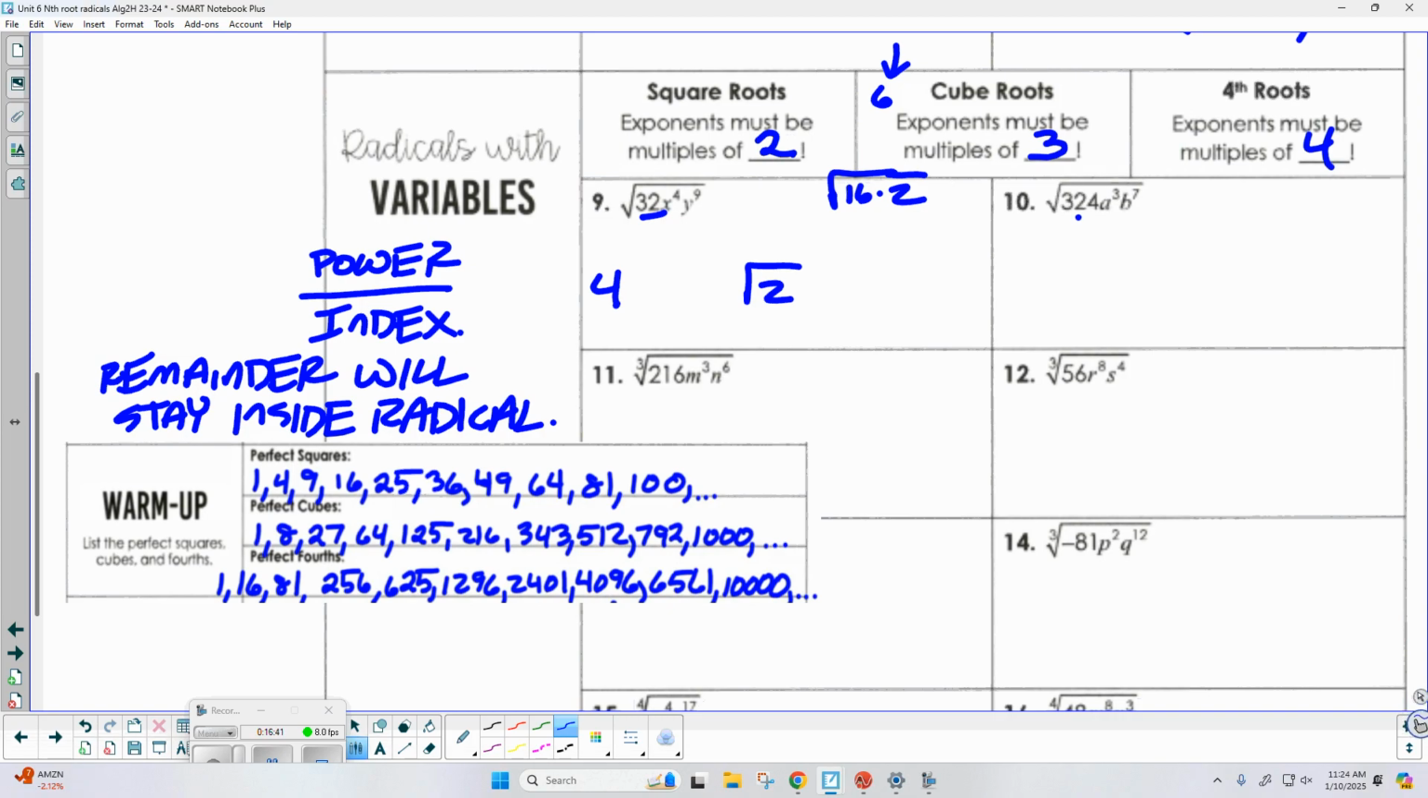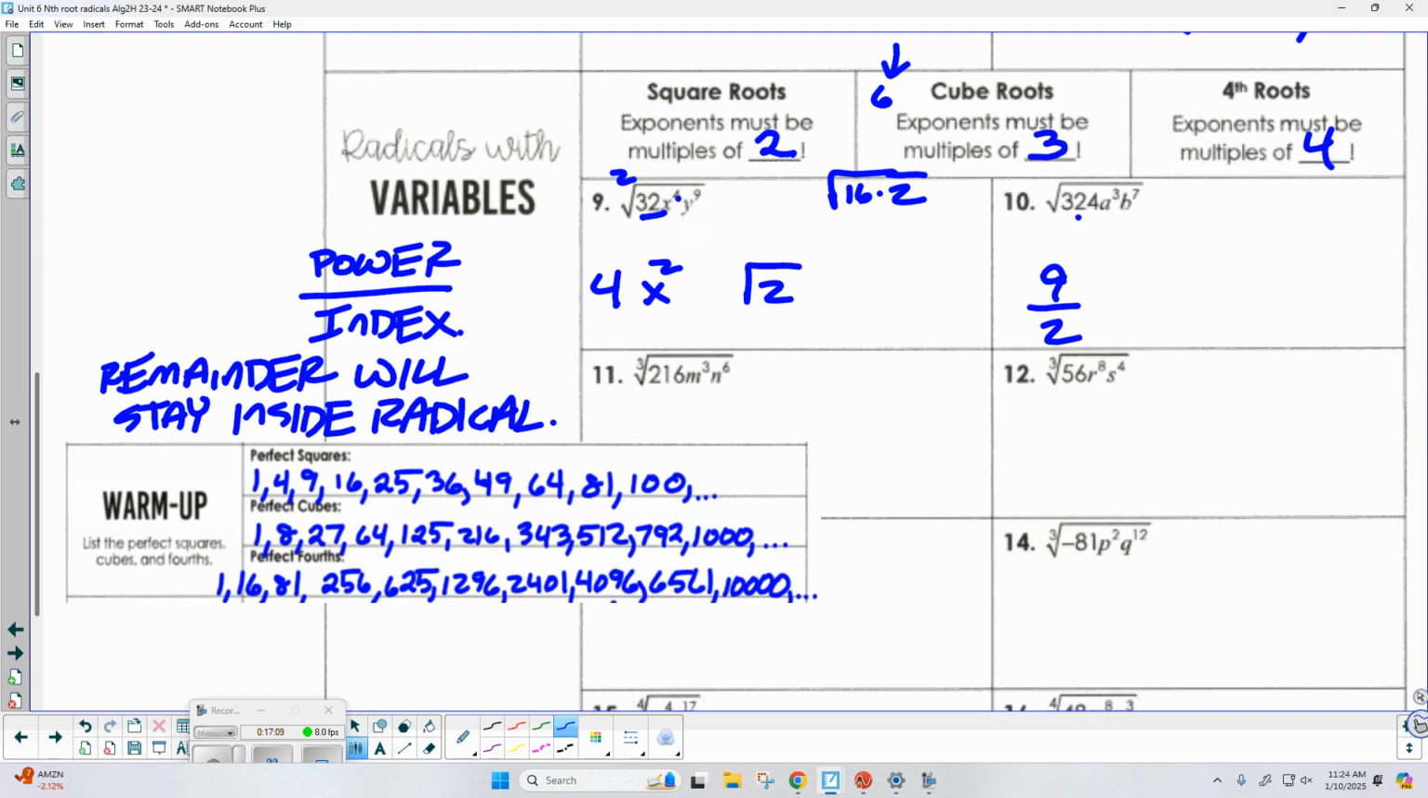Now, here's the thing. I'm always going to take the power on the variable, and I'm going to divide it by the index. In this case, the index is 2. So what's 4 divided by 2? 2. So I can pull out an x squared. See, I took its power, and I divided it by the index. Now, when it comes to the 9, if I take 9 divided by 2, it's not going to evenly divide it.